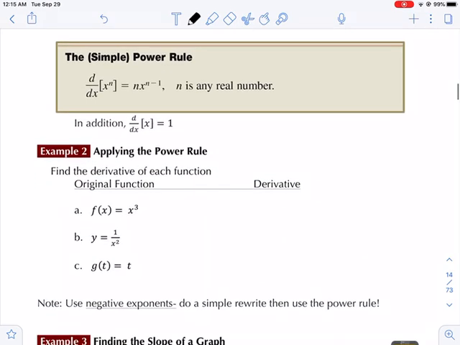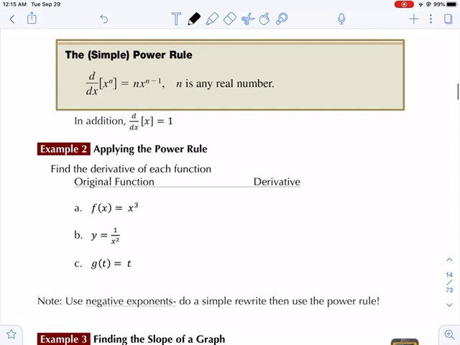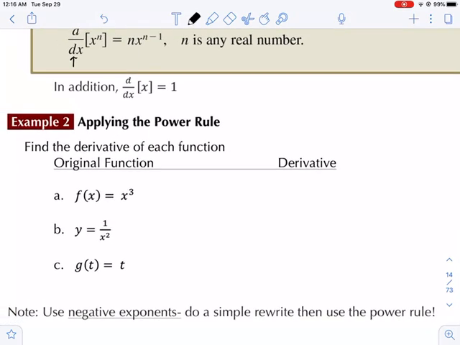The simple power rule is something that you probably worked a little bit with in pre-calculus, and that's a pretty easy concept where you have the derivative of x to the n power. Remember that that's what the d/dx means. It means to take the derivative of x to the n, so you get n times x to the n minus 1. So if we're going to find the derivative of each one of these functions, for a, f prime of x is equal to 3 times x to the 3 minus 1 power, which simplifies to 3x squared.